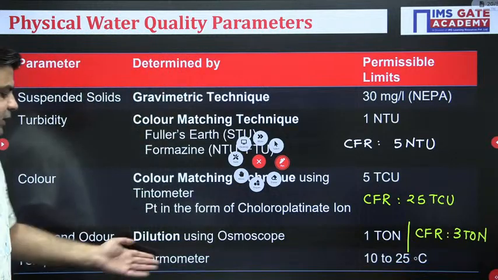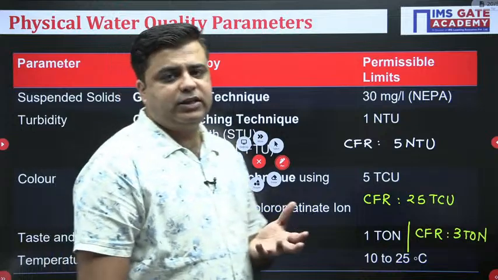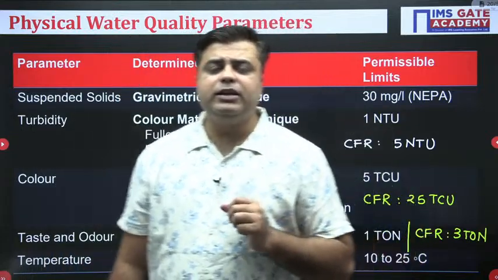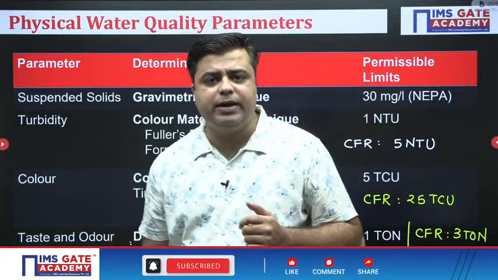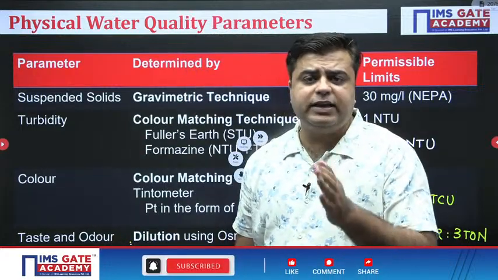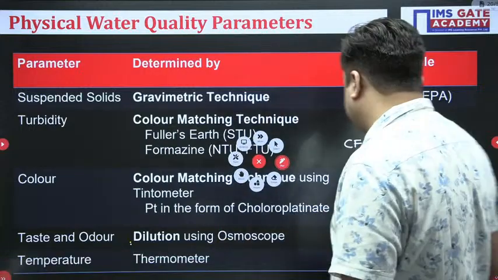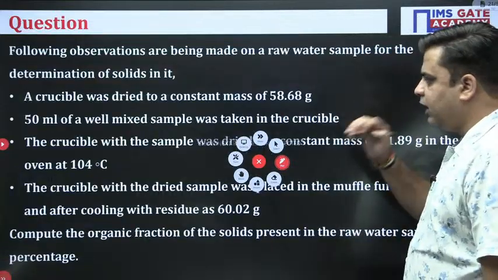Then you have temperature, and basically temperature is measured by a thermometer. The permissible range of temperature is 10 to 25 degrees Celsius. Means whenever we supply water to the community, we maintain the temperature in the range of 10 to 25 degrees Celsius. Now, attempt this question.